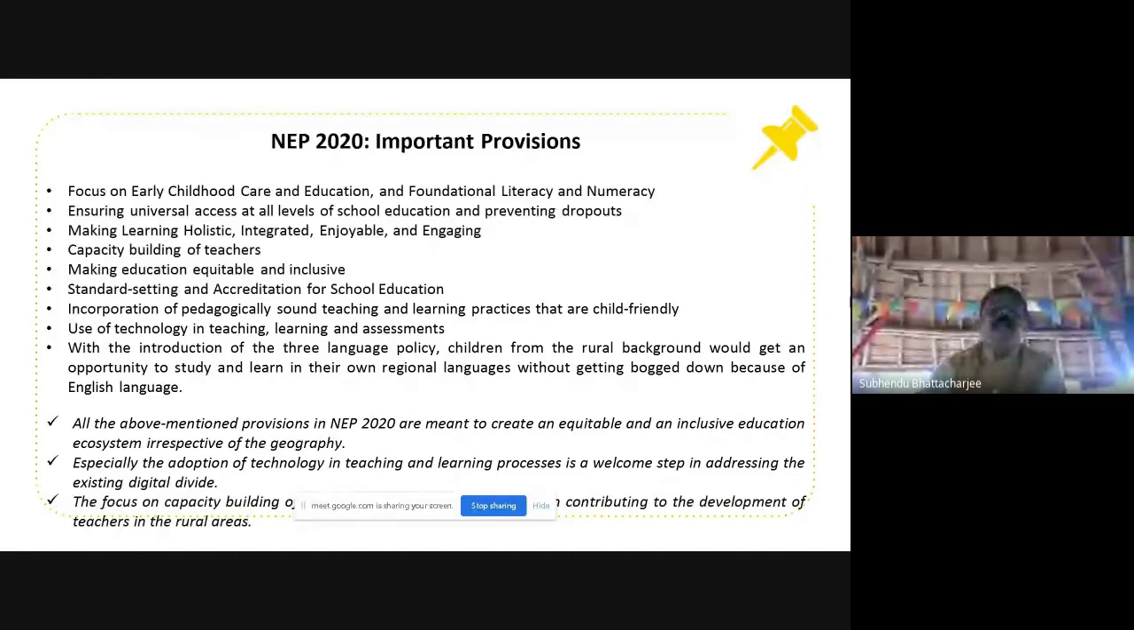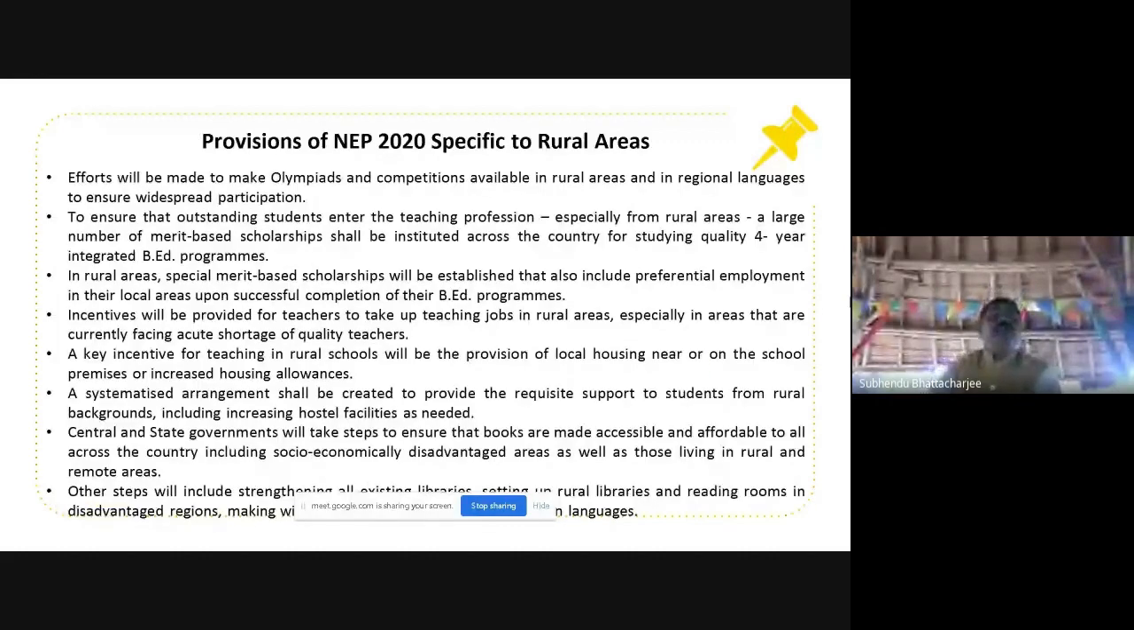Then another good thing which has come out is the effort to make Olympiads and other competitions available to rural areas in regional languages. Now, Olympiad tests are done only in urban areas, and children mostly participate from English medium backgrounds. So these are taken to rural areas in regional languages to ensure widespread participation, and to ensure that outstanding students enter the teaching profession. Nowadays, outstanding students are mostly not coming into the teaching profession, and especially not for rural areas.